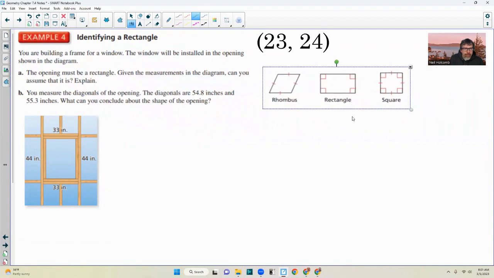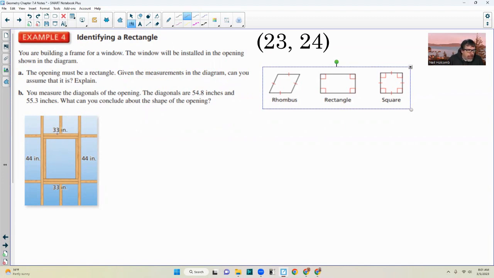And what is a rectangle? A rectangle has opposite sides parallel. Opposite sides are congruent. And the angle measures are 90 degrees. So the opening must be a rectangle. So can I assume that this is a rectangle?